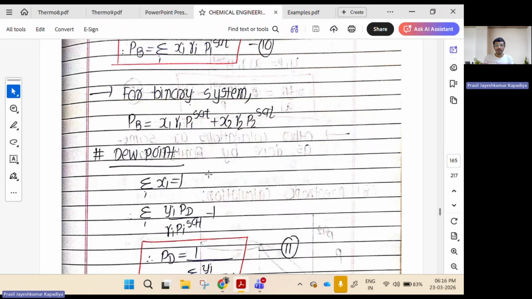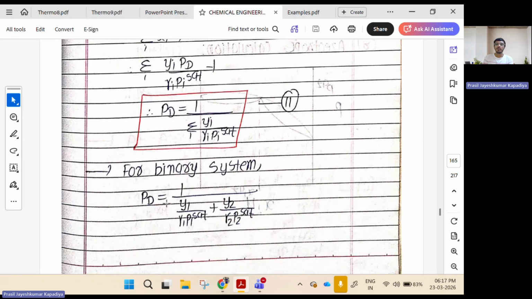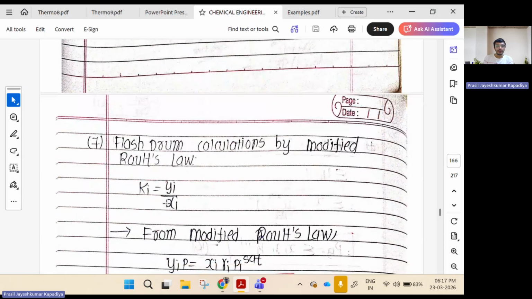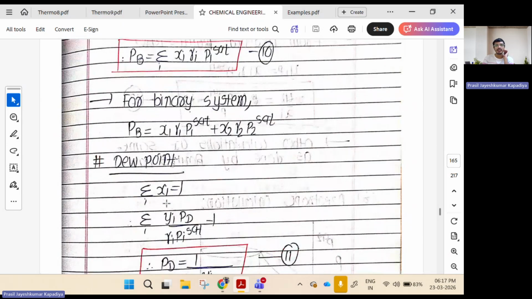Similarly, for dew point calculation, we know that summation of xi is equal to 1. So from there, in the ideal case, we find that 1 upon PD, the dew point pressure, is equal to 1 upon summation of yi by pi set. But here we have one more additional gamma term. So PD will be equal to 1 upon summation of yi divided by gamma I into pi set. For a binary system, I can write PD is equal to 1 upon y1 by gamma 1 p1 set plus y2 divided by gamma 2 into p2 set. Now, this was all about bubble point and dew point calculations when dealing with non-ideality of the system.